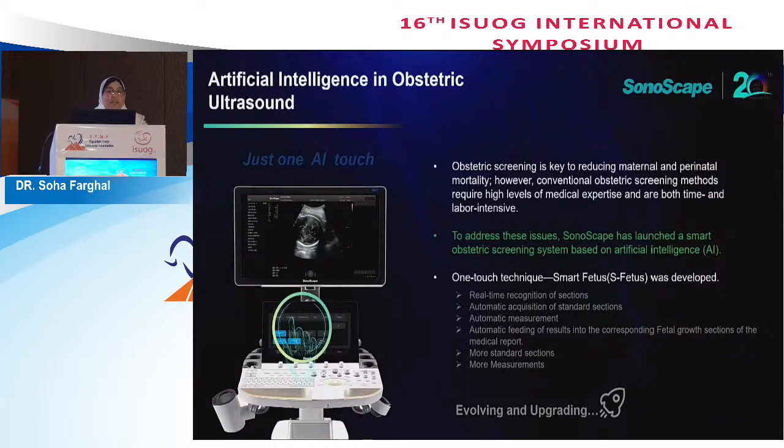So in artificial intelligence, using this S-Fetus, you can see on the screen, this is the video, only one touch on the application called S-Fetus, and the machine will start detecting different planes and examining the measurement automatically for each plane.